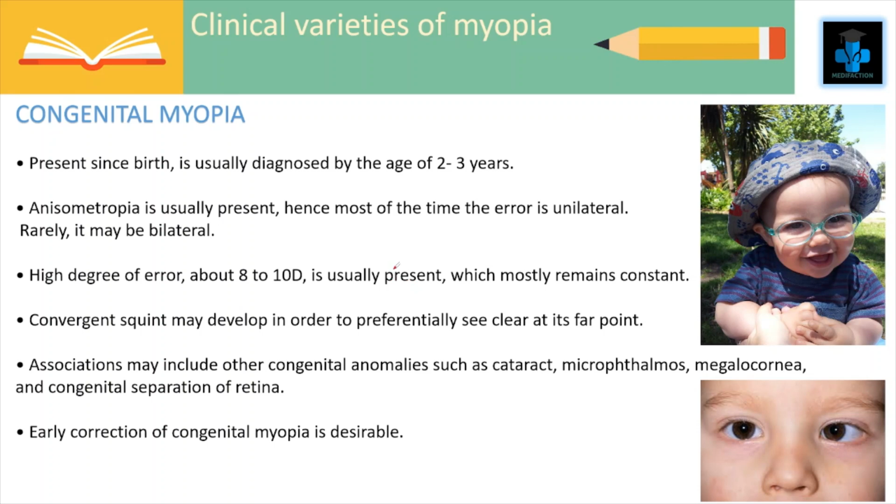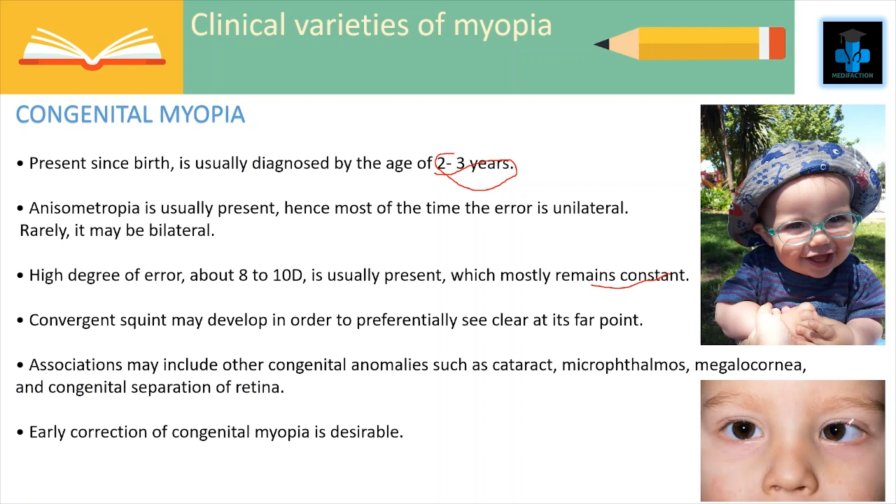Now let's go in detail. We can learn about the clinical varieties of myopia. First of all, we have congenital myopia. From the name itself, this is present since birth and is usually diagnosed by the age of 2 to 3 years. Anisometropia is usually present. Hence, most of the time, the error is unilateral, that is, on one side, and rarely it may be bilateral. There will be a high degree of error, about 8 to 10 diopters, which mostly remains constant.